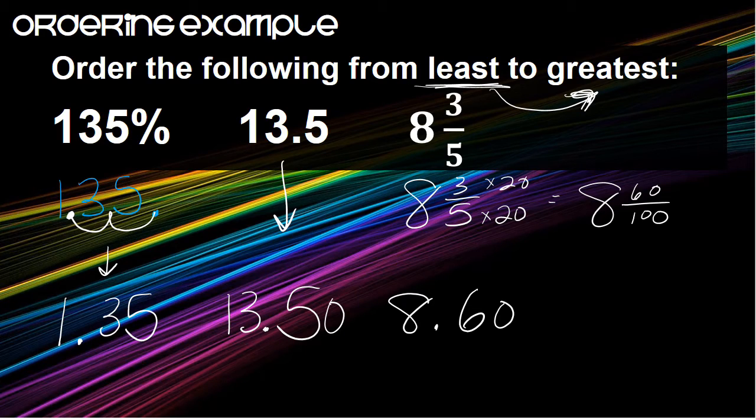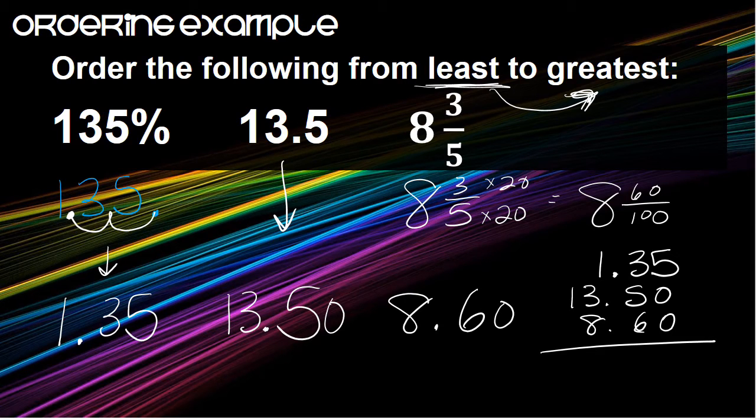So let's go ahead now and line up our decimals to compare them and order them. I write 1 35/100, I can write 13 50/100, and I can write 8 60/100. Now let's see which one is our smallest. Obviously, when we compare just the ones place to start, our first one, 1 35/100, is the smallest, but we're going to write that as a percentage. So I can write 135% is first.